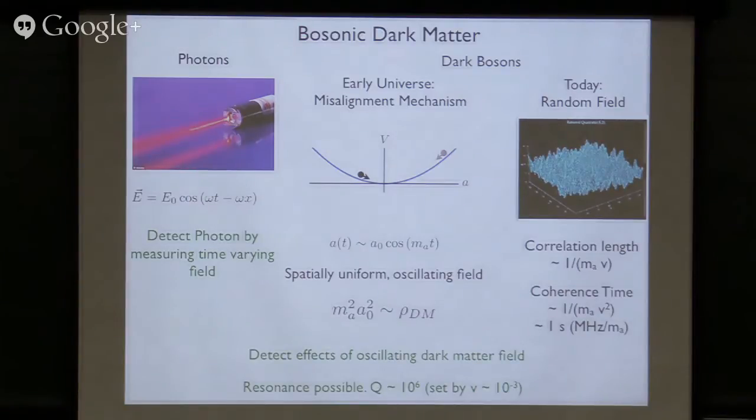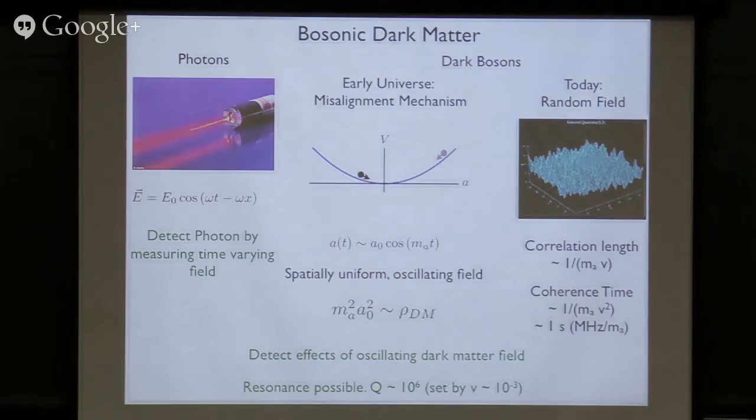And that's how we're going to detect these fields, right? There's an oscillating field here, much like how you detect a photon by an oscillating electromagnetic field. You can detect these dark matter fields by looking for the oscillating effects that they cause. There's a possibility of a resonance because there is some coherence time here, right? They don't immediately become decoherent. And the maximum you can gain from a resonance is about 10 to the 6, basically set by the fact that the coherence time is 1 over mv squared. If you measure that in units of frequency, the quality factor is 1 over v squared, and v is about 10 to the minus 3, that gives you 10 to the 6. Okay. So you can consider some sort of resonant enhancement also possible.